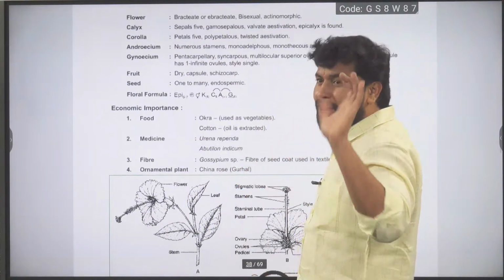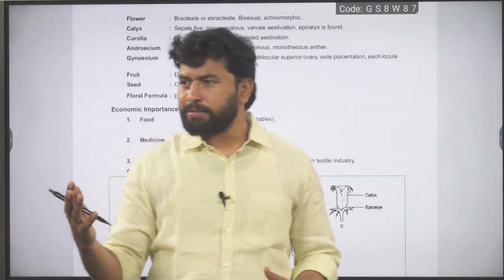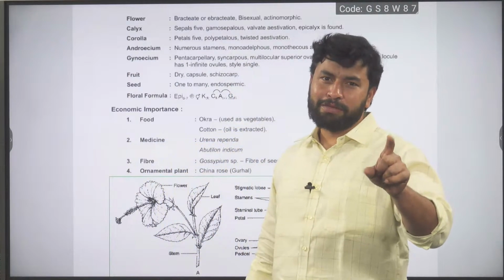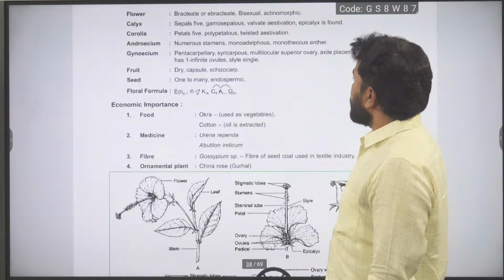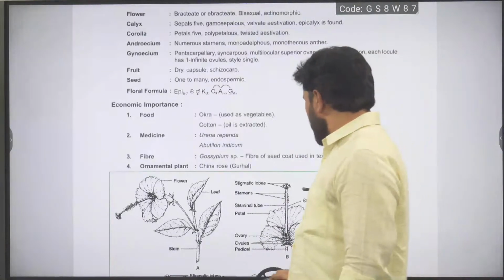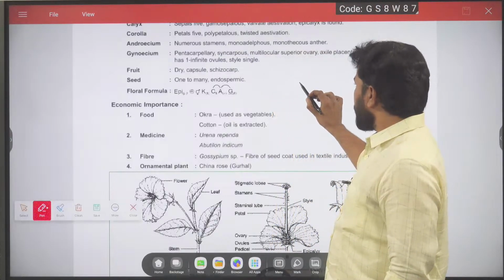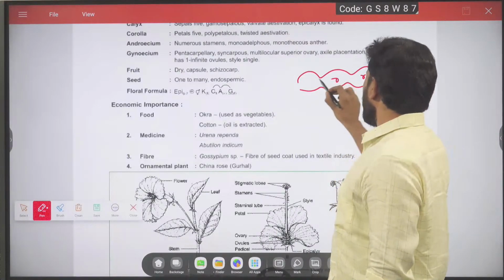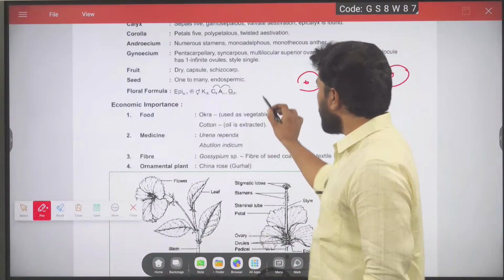Malvaceae, monothecous. Almost all will have dithecous. I am watching some people giving comments. No need to worry. Dithecous in most of them, but monothecous in Malvaceae. Axile placentation, that is also given. Fruit dry, capsule, schizocarpic fruit. If you observe a schizocarpic fruit, the fruit will be long like this, like the Tamarindus fruit. Such kinds of fruits are called schizocarpic fruit. Seed one to many. Underline that word endospermic.